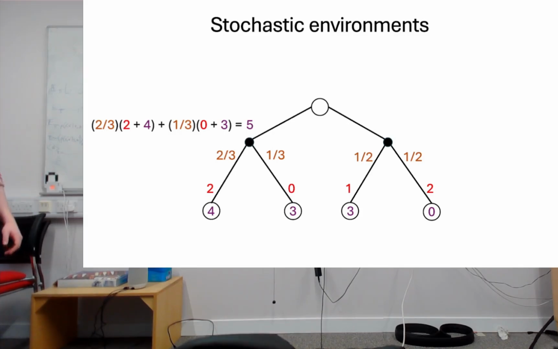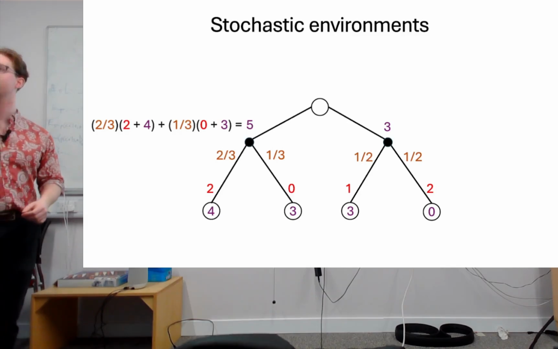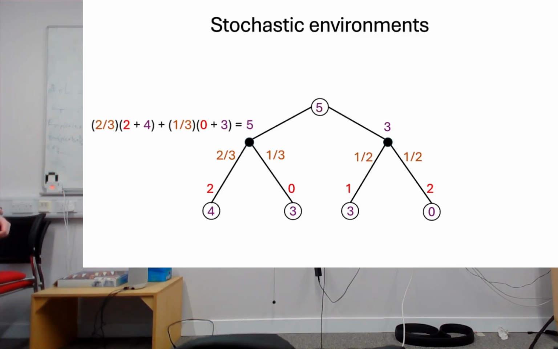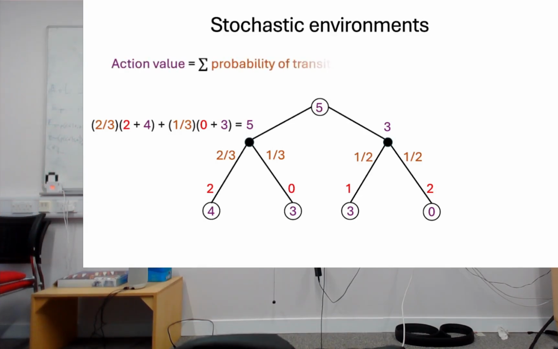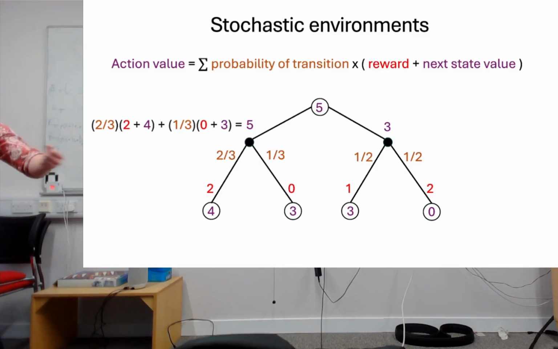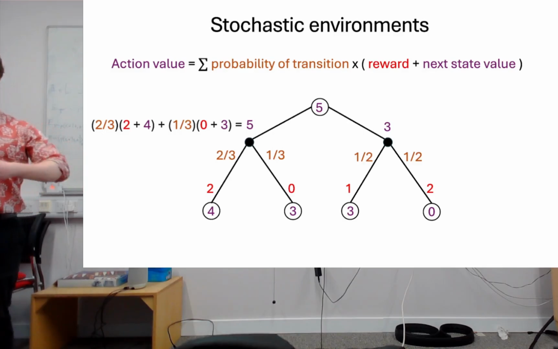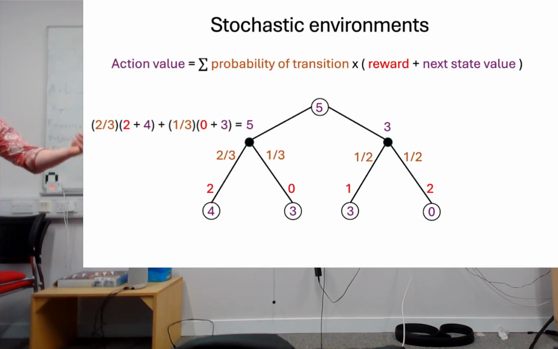What about the other one? Well, the value for that is 3. Why? Because it's a half times (2 plus 4) plus a half times (2 plus 1), which is 3. So we already intuitively understand how you compute values for stochastic environments. And then the value of the state will just be 5 because it's the maximum action value. Wonderful. So this means that in a stochastic environment, the rule for an action value becomes: the action value is the sum over all the transitions I could experience, all the things that could happen after taking that action, of the probability of that transition times the reward plus the next state value.